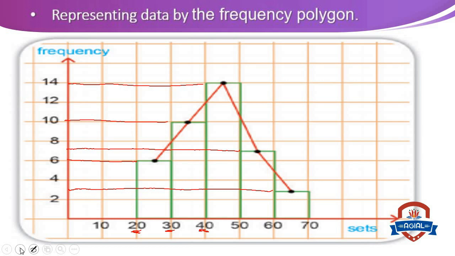So, Magdi chose to bisect the upper bases of the rectangles. Then he drew the line segments that join each 2 points. Then he said the union of these line segments is called the frequency polygon.